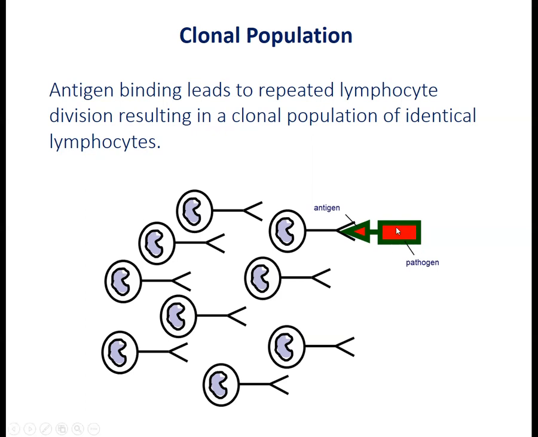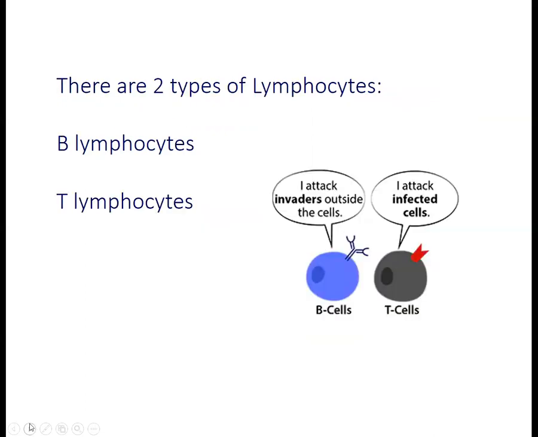So obviously, if you're being invaded by a pathogen, you're not going to be invaded by one pathogen. There'll be a huge number of pathogens coming into your body at one time. So you're going to need a huge number of lymphocytes in order to fight them off. So that's why this process takes place, to produce basically an army of identical lymphocytes that will specifically attack this particular pathogen that has this particular antigen. So that's lymphocytes in general and how they work.